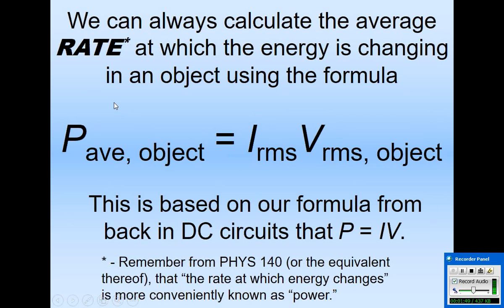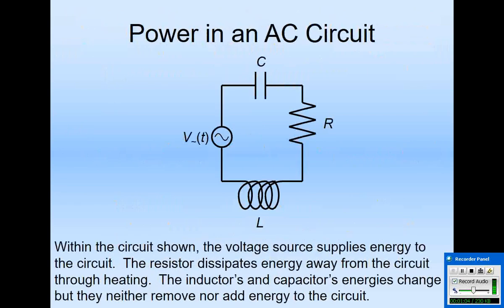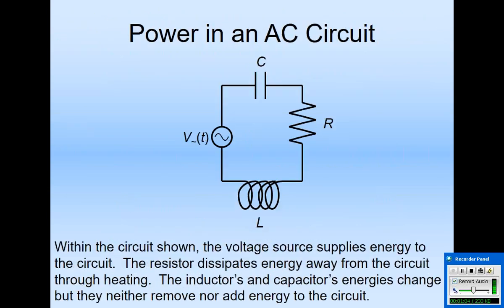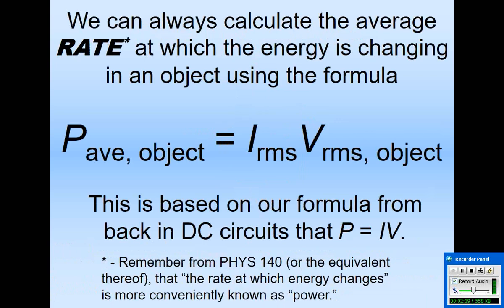How do we calculate the rate at which energy is dissipated? And by the way, that is what power is, the rate at which energy is changing. From our discussion in electric circuits in the DC situation, direct current situation, we came up with the formula that the power dissipated is equal to current times voltage. And that idea is still true. We can talk about the average power dissipated by whatever circuit element we have. So that's what I mean by object.